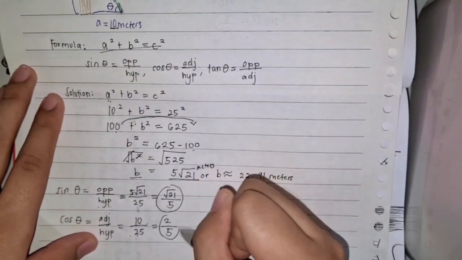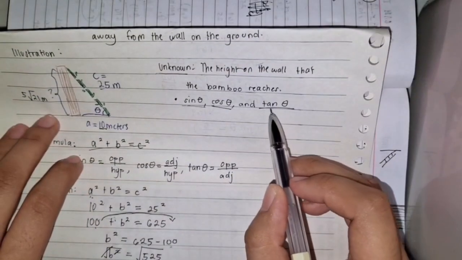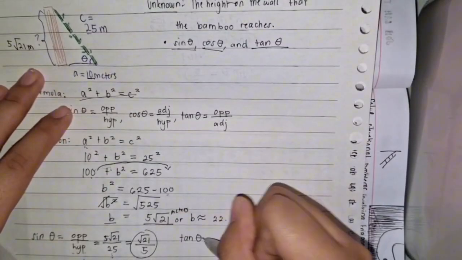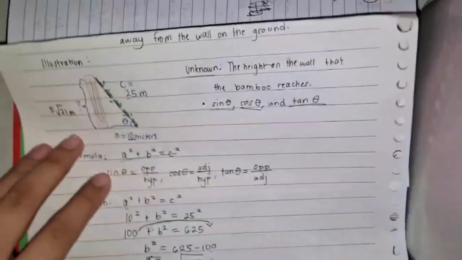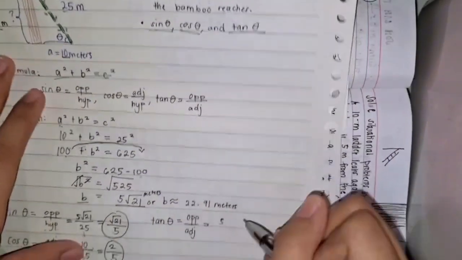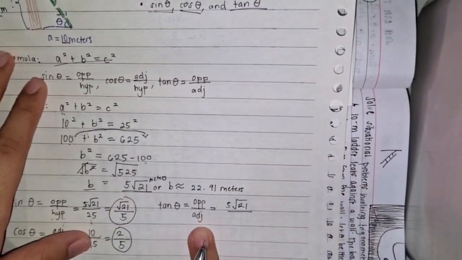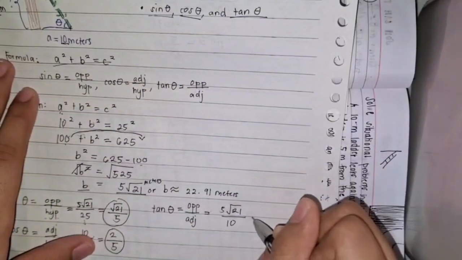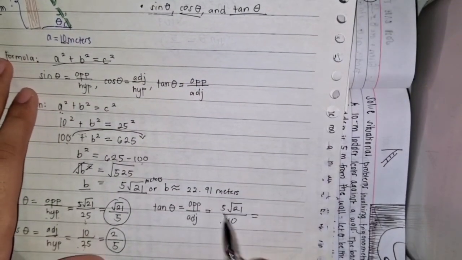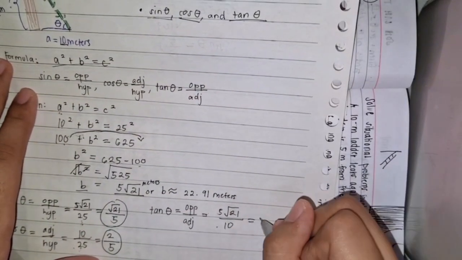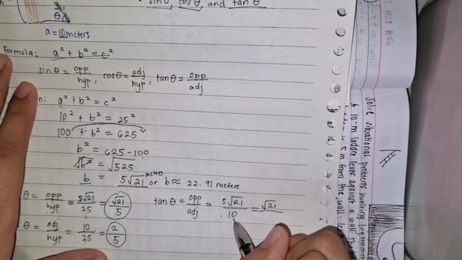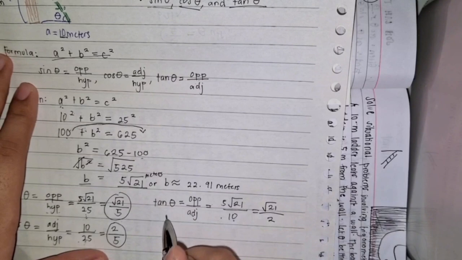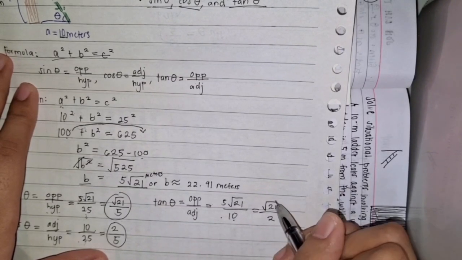So we have this. So for the last one that we're looking for, tan theta, we can use the formula of opposite over adjacent. So for the opposite, we have 5 square root of 21. 5 square root of 21 over the adjacent, 10 meters, which is 10. This can still be simplified. 5 divided by 5 is equal to 1, so it will be eliminated here, leaving just the square root of 21 in the numerator. 10 divided by 5 would be 2. So tan theta would be square root of 21 over 2.